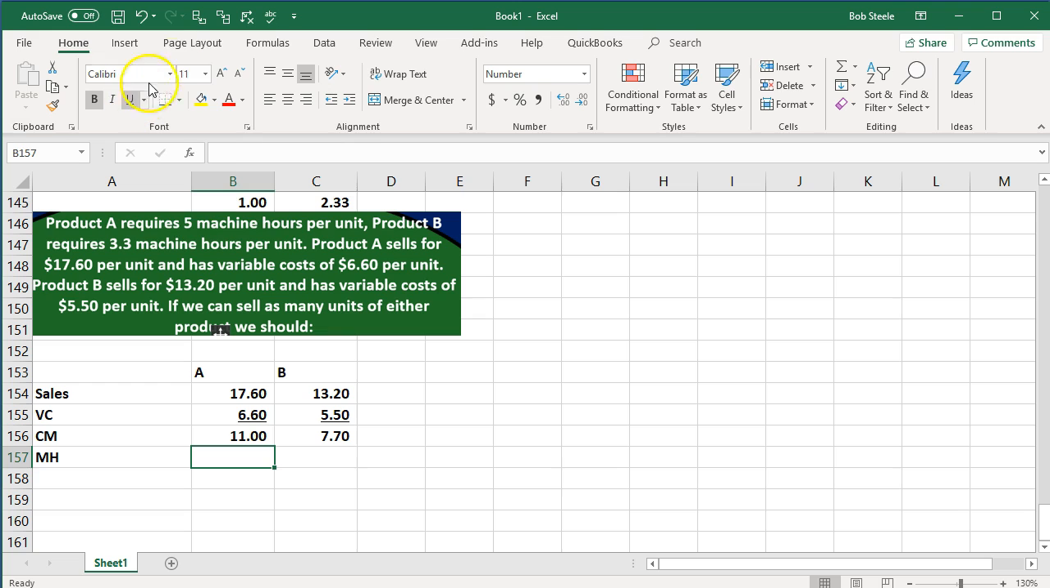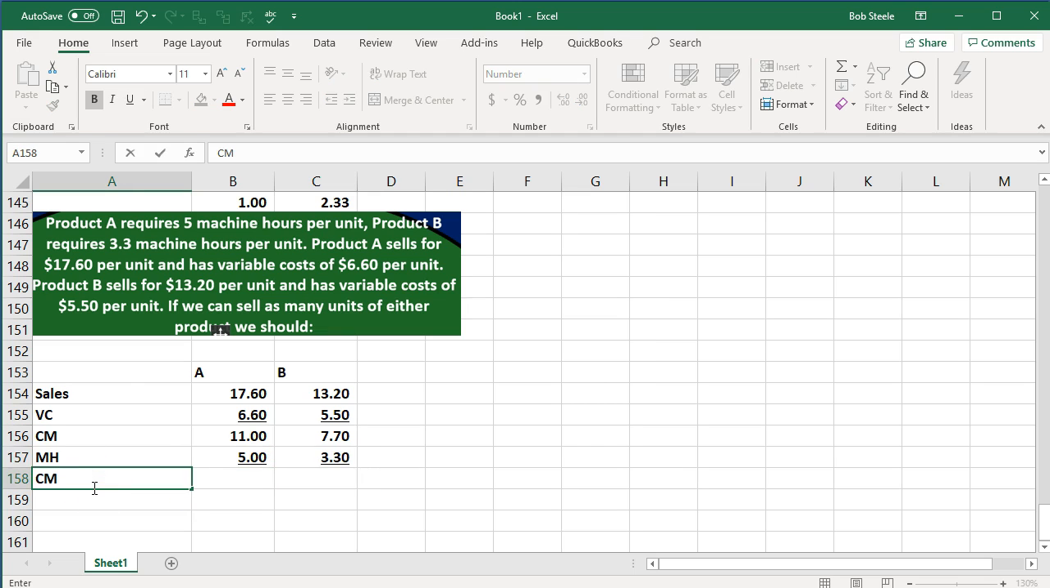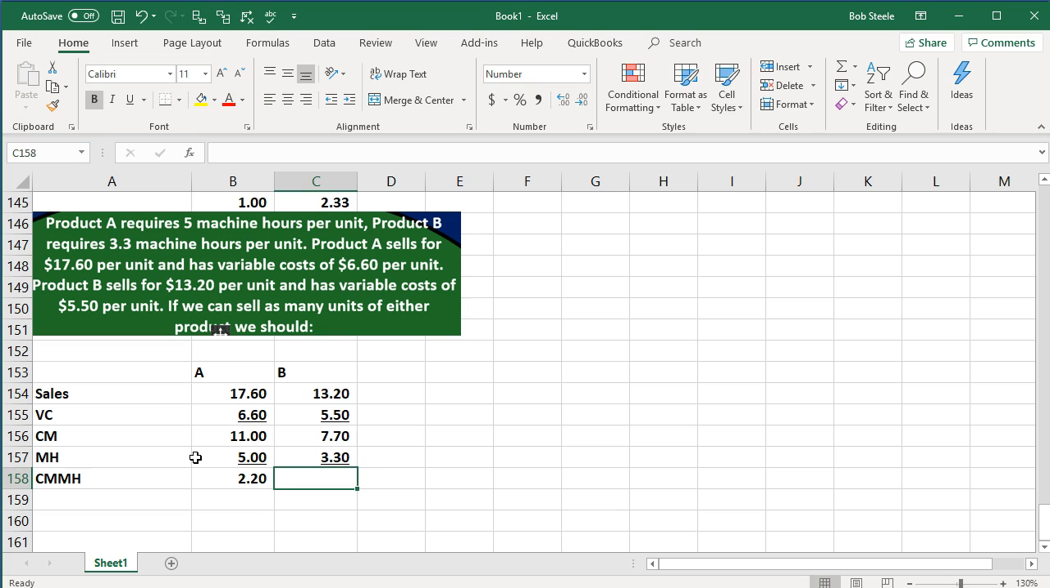The machine hours for product A, 5. Machine hours for product B, 3.3. Now we're going to divide this out. I'm going to go ahead and underline these two cells once again. And this is going to give us the contribution margin per machine hour. That's going to be equal to the 11 contribution margin divided by the machine hours of 5. That's going to be 2.2 for this one.